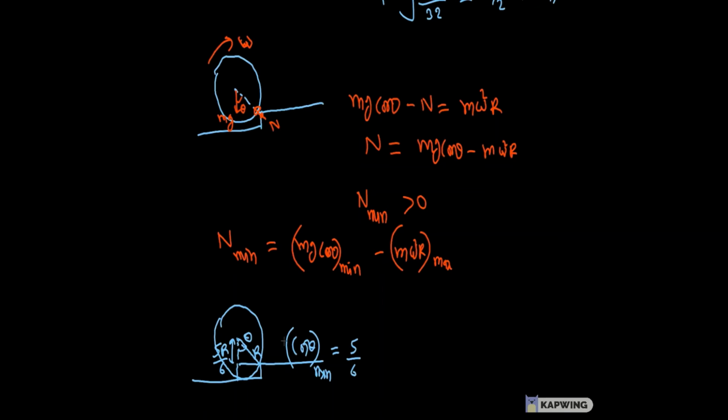When the disk moves up this step, the value of cos theta will increase because theta will decrease. So this is the minimum value of cos theta. And what will be the maximum value of omega? The maximum value of omega will be just after it strikes the step, because as the disk moves up the step, its angular velocity will continuously decrease. So omega maximum will be the initial angular velocity omega naught.